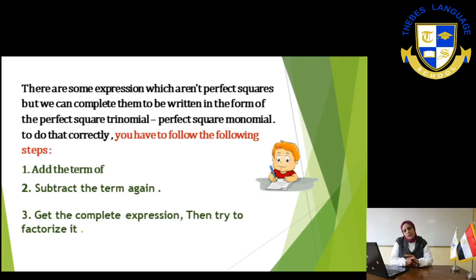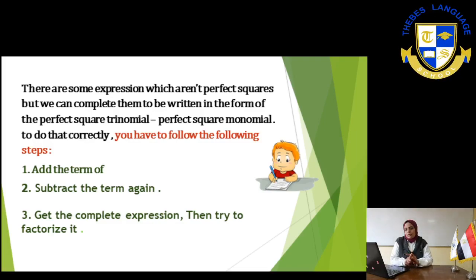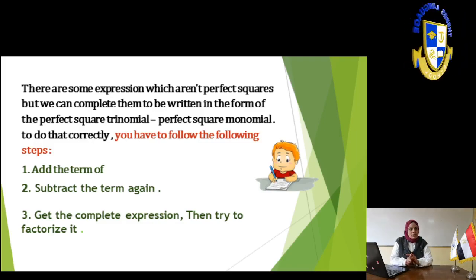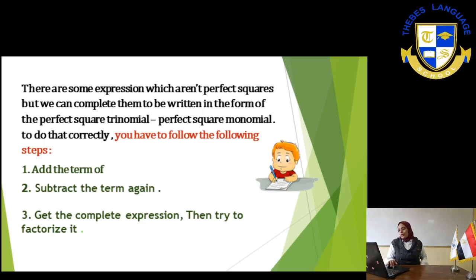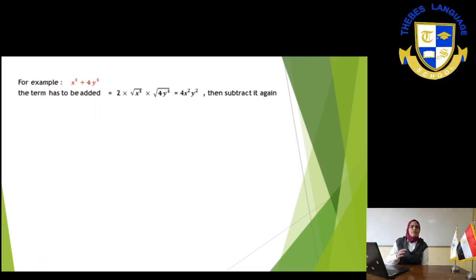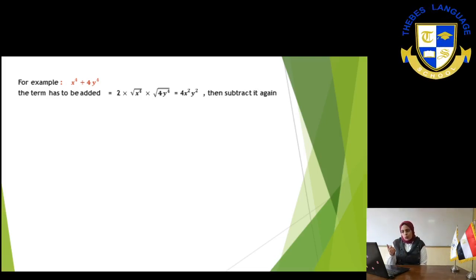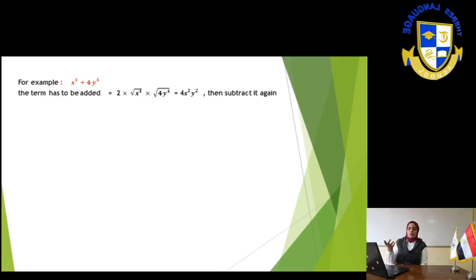Adding the middle term, subtract the term again, get the complete expression, then try to factorize it. Let's show the following steps. Let's move to slide number 3. For example, if we have x to the power 4 plus 4y to the power 4, the term has to be added to 4x power 2 y power 2.